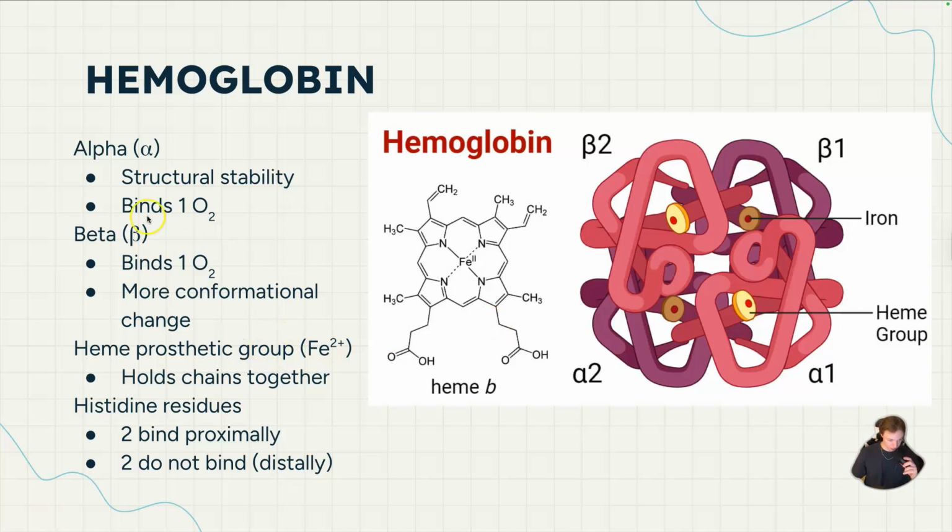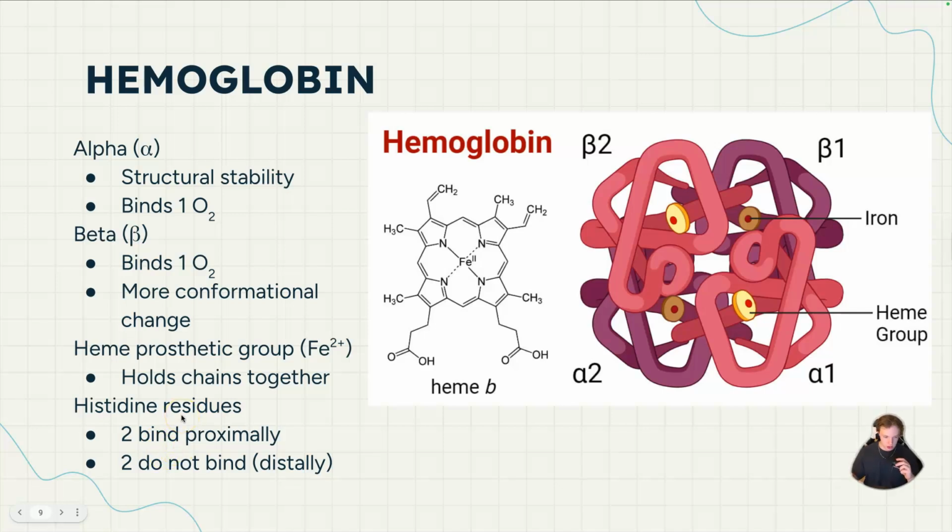Basically, this is to say that the alpha ones provide structural stability. They still bind onto oxygen, but they're a little bit more stingy when it comes to giving it up. So when we're in areas where we need to dump off a lot of oxygen, it will. The beta is more of a conformational change, so it opens up, kind of like your hands, and then as the gas exchange occurs, it grabs onto the oxygen, and it's more freely going to give that away.